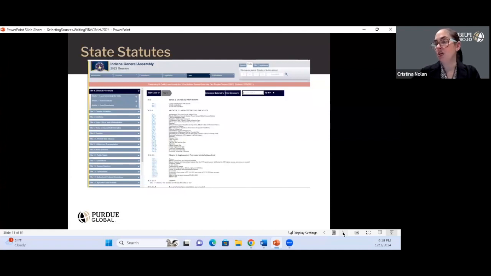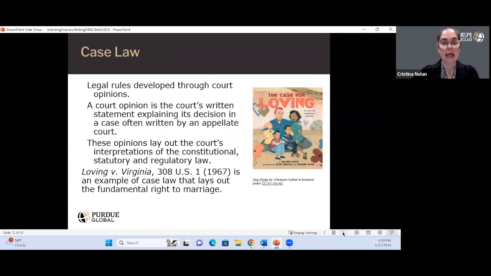Here's a sample page looking at the 2023 season of the Indiana General Assembly. This is an example of state statutes. So what is case law?